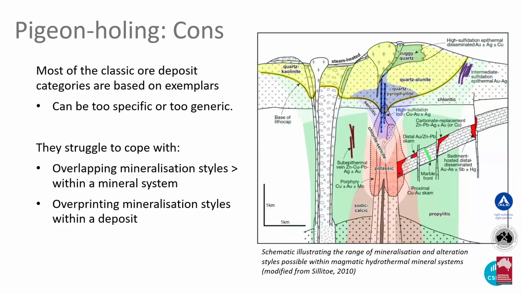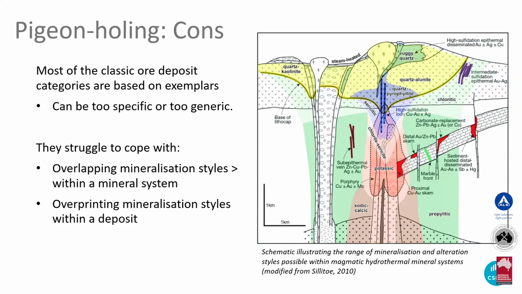So some of the cons, and this is just an example of a porphyry system here, and you can see related to this, we've got skarn deposits, we've got epithermals, and a lot of this can be actually within one broad alteration halo.